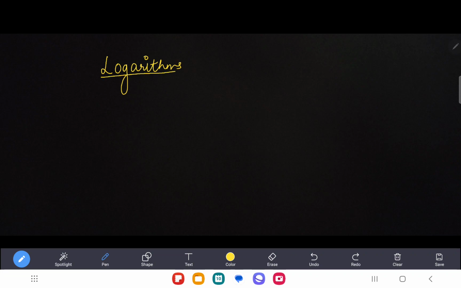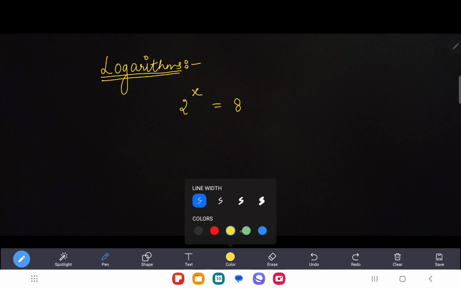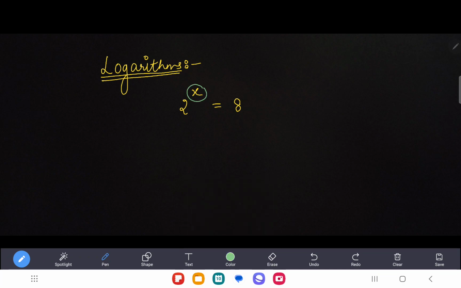What exactly are logarithms? When I give you a question like 2 raised to power x is equal to 8, you have to find the power x. You have to find out what power of 2 should give me 8. Are you understanding my point?